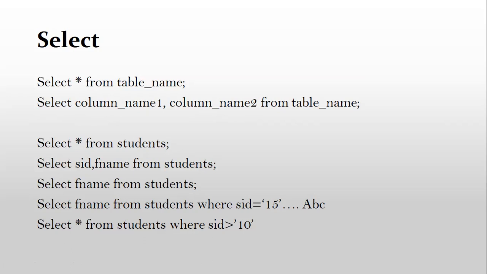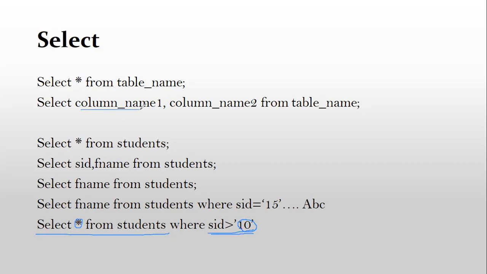Now if you want to display a single row from the table, for that you have the select command like select star from student. Star means all columns from your table, but you are specifying the row, for example SID is equal to 10. So what it will do is select the row whose SID is equal to 10 and display all the columns.